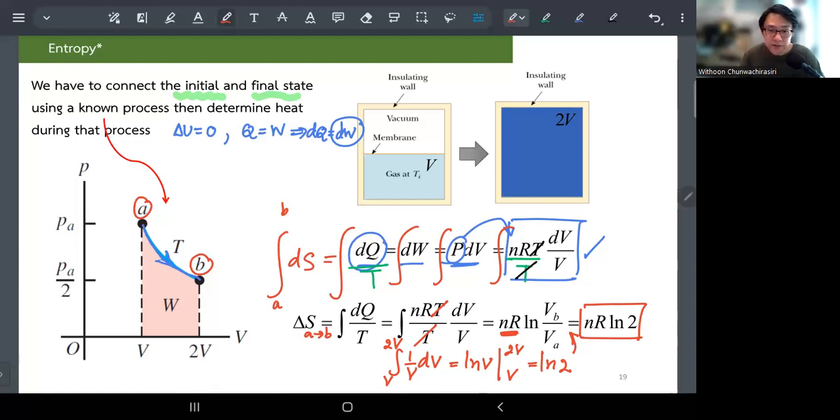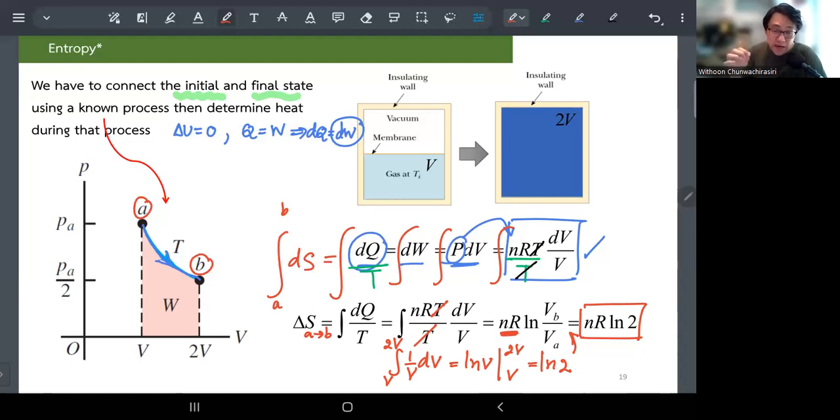You're done. So this is the nice thing about entropy: you have freedom to do the calculation on any path that you want. Up to you. The results will be exactly the same. But of course, we want to be smart in picking the path that allows us to calculate very easily. So this is the reason why we just do an isothermal process connecting the initial point and the final point.